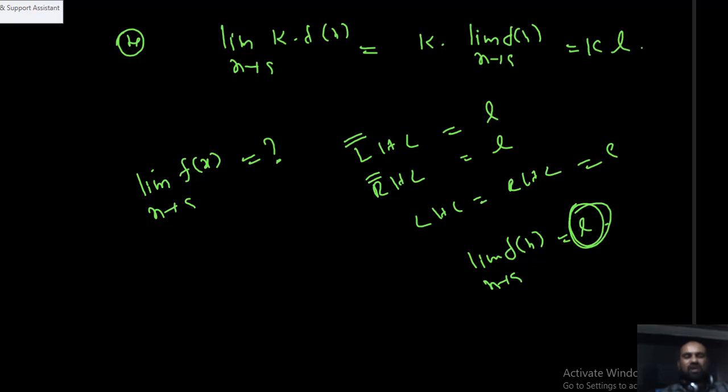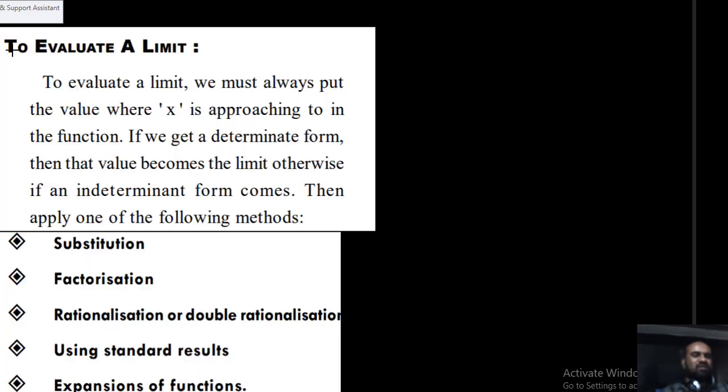Okay, so now I want to explain methods to find the limits of functions. To evaluate a limit, we must always put the value where x is approaching into the function. If you get a determinate form, then that value becomes the limit. Otherwise, if an indeterminate form comes, then apply one of the following methods. What is this explanation saying? Students, listen.